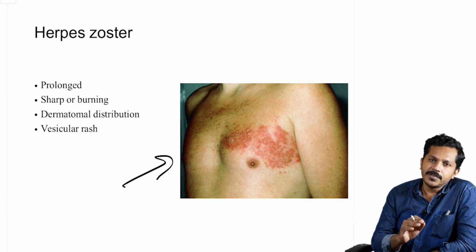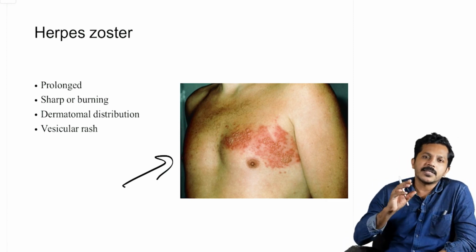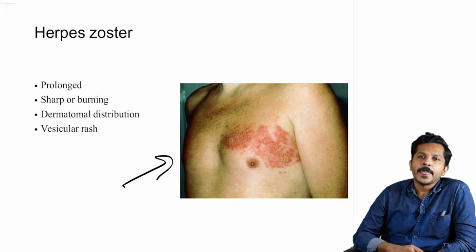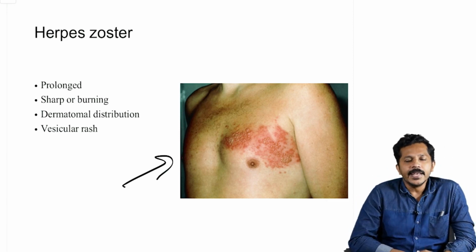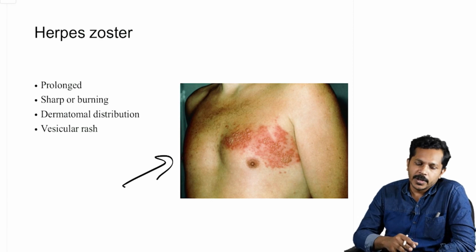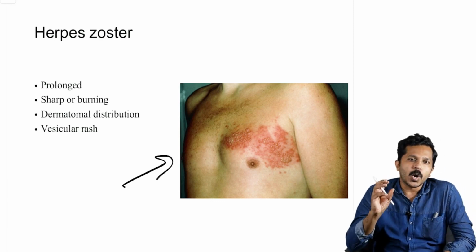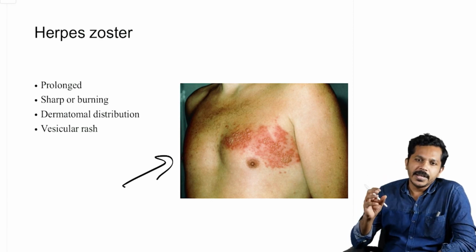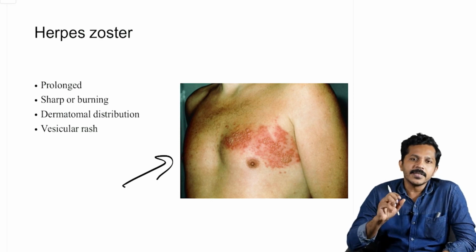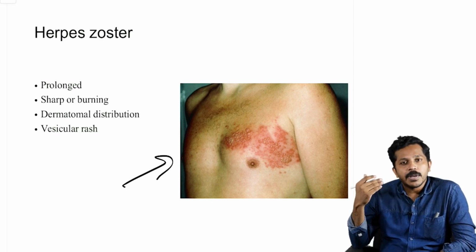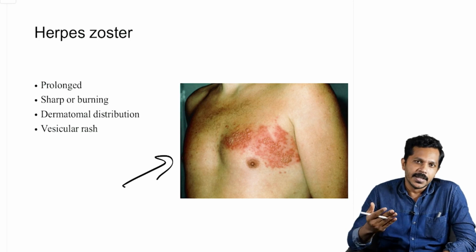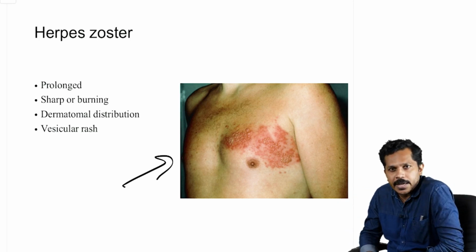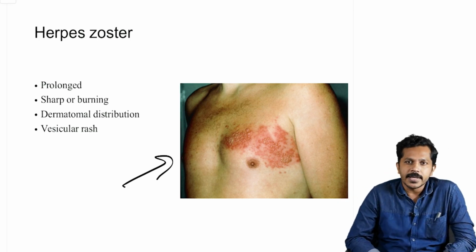So always, if the patient is telling you that it's a superficial pain, always ask for any changes in the skin and expose the chest wall and examine for any lesions like this. Usually it's a prolonged, sharp, burning type of pain, and you may see lesions like this. Sometimes the pain may persist even after the lesions have healed. Something called post-herpetic neuralgia can also sometimes confuse you as a chest pain.